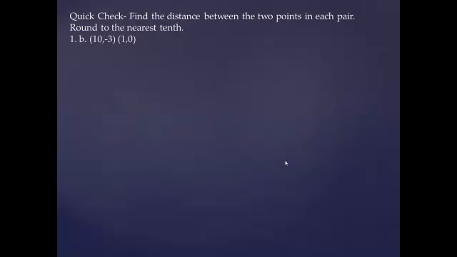Now we're going to do another quick check. We're going to find the distance between the 2 points in each pair. This pair, our coordinates are (10, -3) and (1, 0). Again, we'll start with our distance formula. So D equals the square root of the quantity x1 minus x2 squared plus the quantity y1 minus y2 squared. We substitute in the x values and y values, so you end up with the square root of the quantity (10 minus 1) squared plus (-3 minus 0) squared.